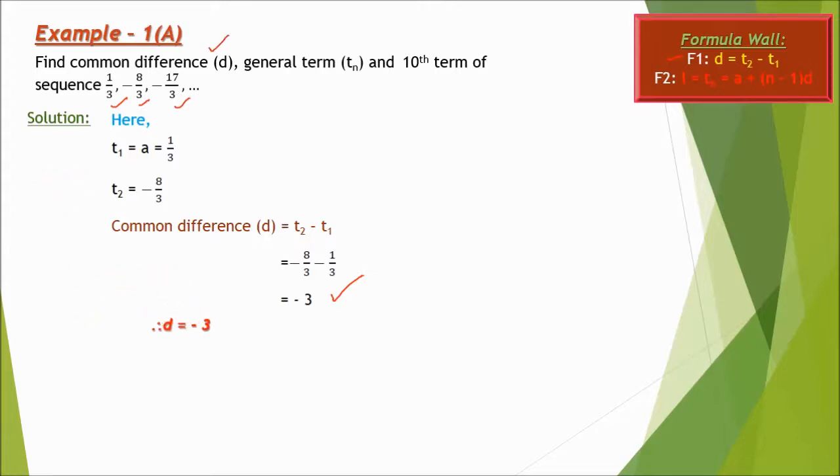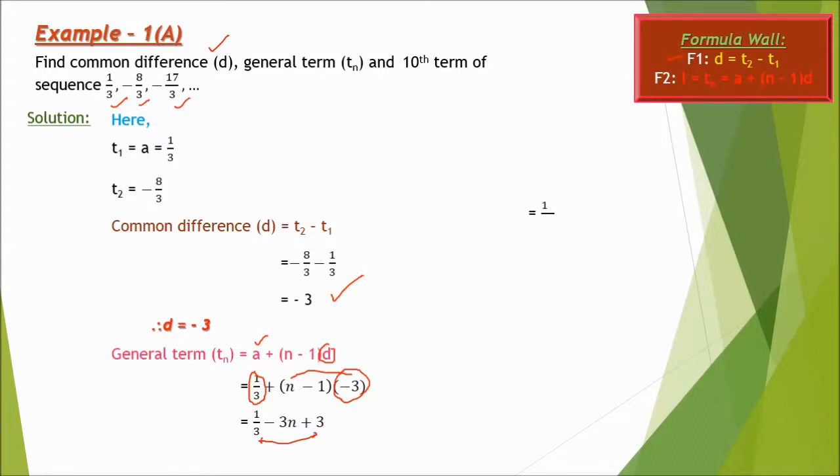And the general term Tn. General term Tn is equal to, we have the formula a plus (n minus 1)d, where we substitute the value of a as 1 by 3, and we don't have the value of n, so leave it, and the value of d is minus 3. Now on simplification, 1 by 3 minus 3n, multiplying minus 3 and n, and plus 3. Now we can do calculation on these two constant terms. Calculation will be 10 by 3.